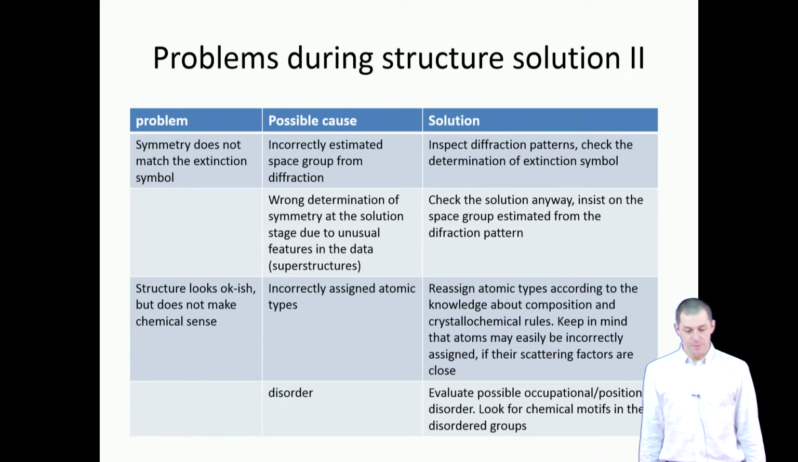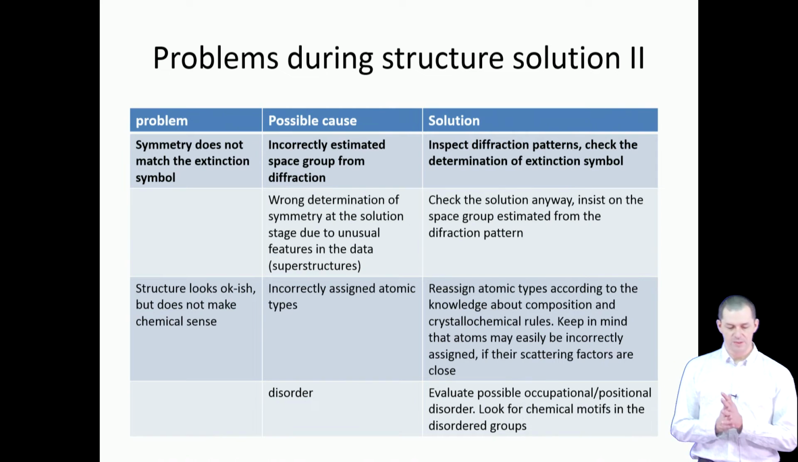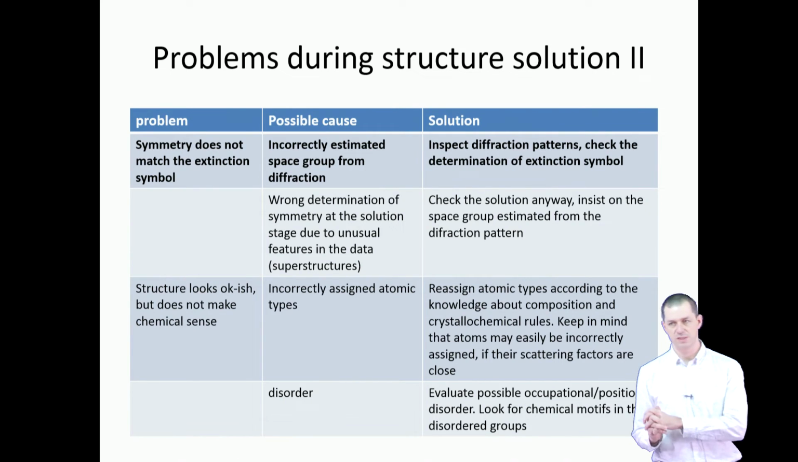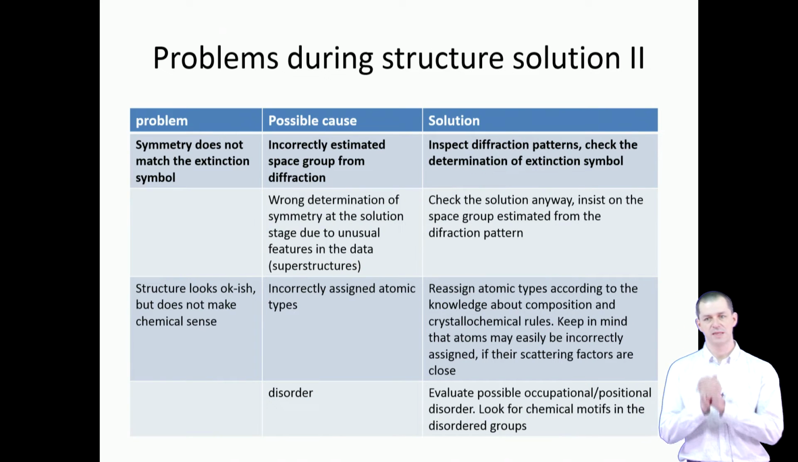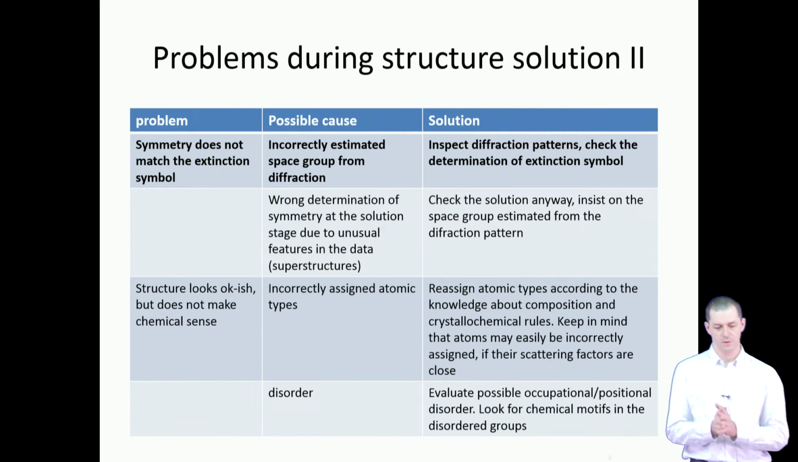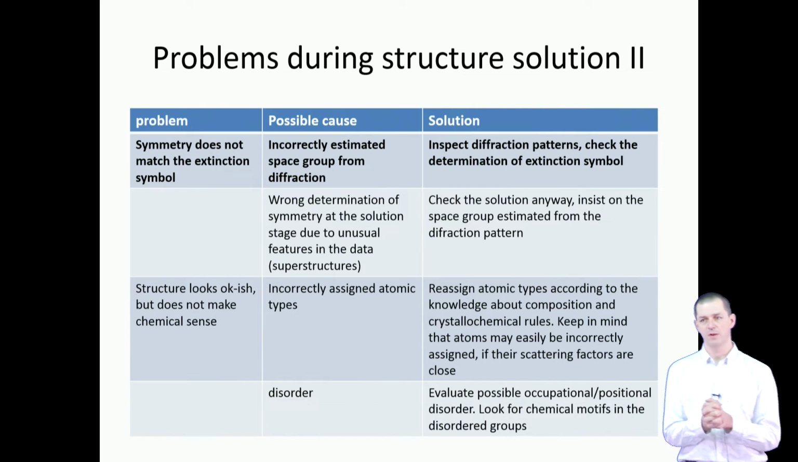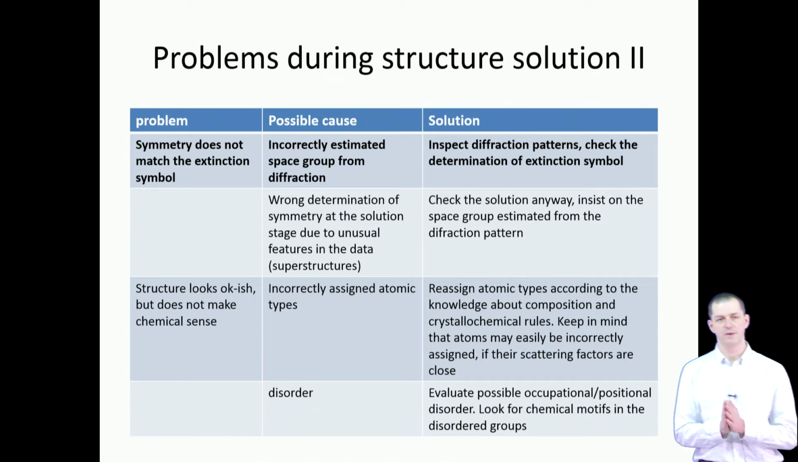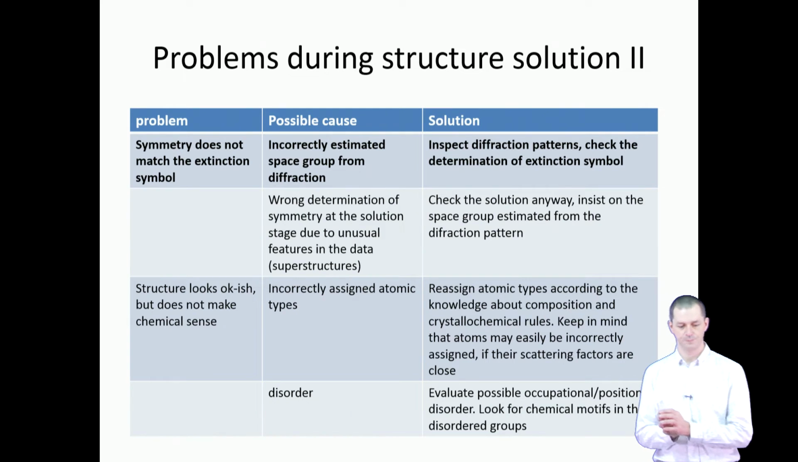Next batch of problems during structure solution: the symmetry doesn't match the extinction symbol. This applies to Superflip or ShelXT. As I said, these two programs estimate independently the symmetry of the structure, and it may happen that you estimate the symmetry to be P2/m, and Superflip suggests that it's in fact P21/n.